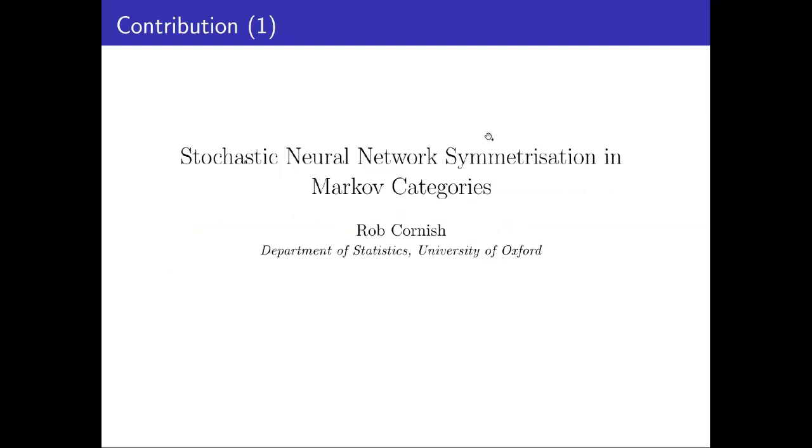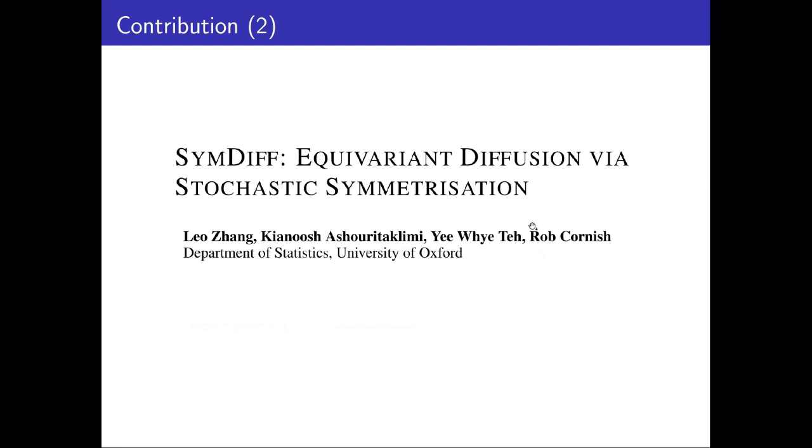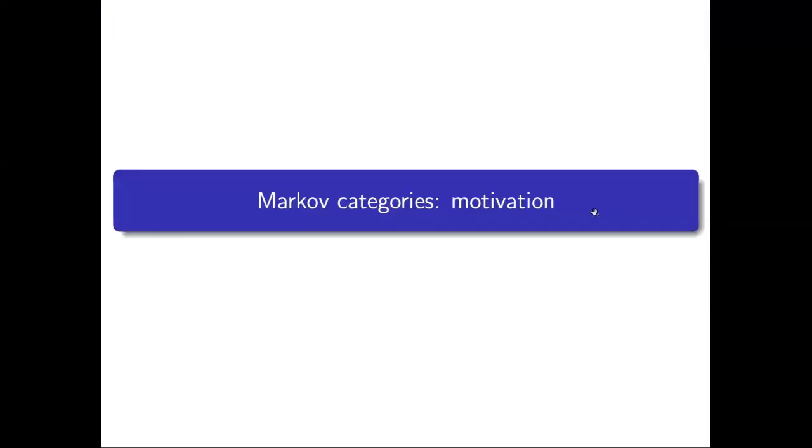I'm going to talk about 2 papers. The first of them is this one here, which provides a general theory of symmetrisation that also extends to the stochastic setting. And then just recently, we have submitted a paper to ICLR, which applies a new methodology that came out of this theoretical work to diffusion modeling, for a molecular generation task at scale, and shows that it works better than other methods. So it's something you can actually apply, and it scales up to quite large problems.